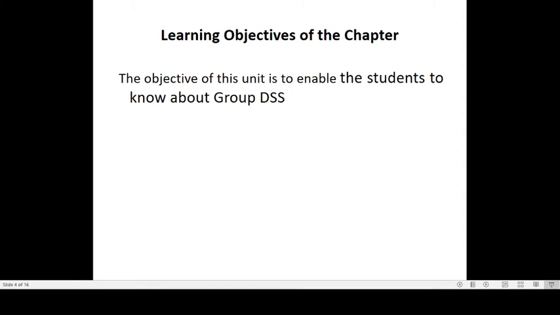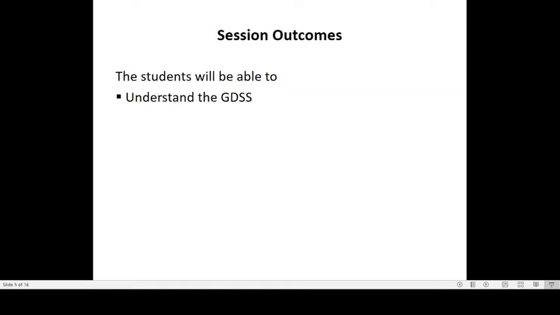The learning objective of this unit is to enable the students to know about group decision support system, what it includes, etc. Session outcomes: the students will be able to understand the group decision support system.